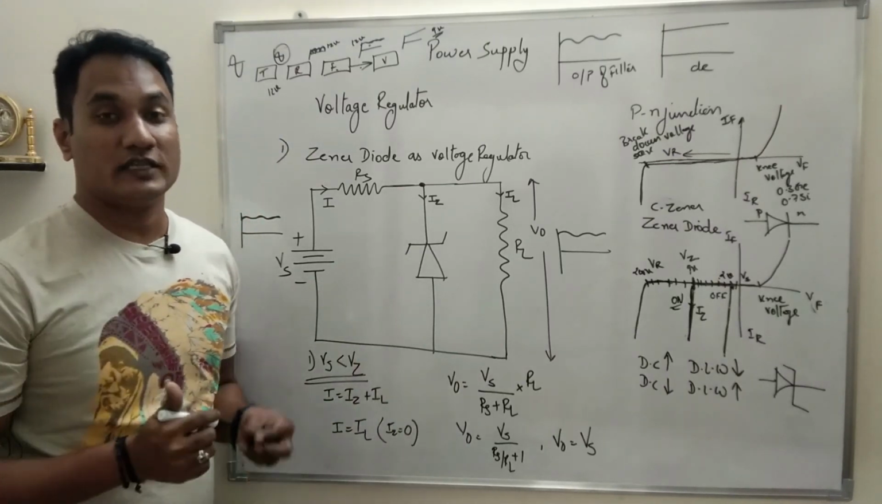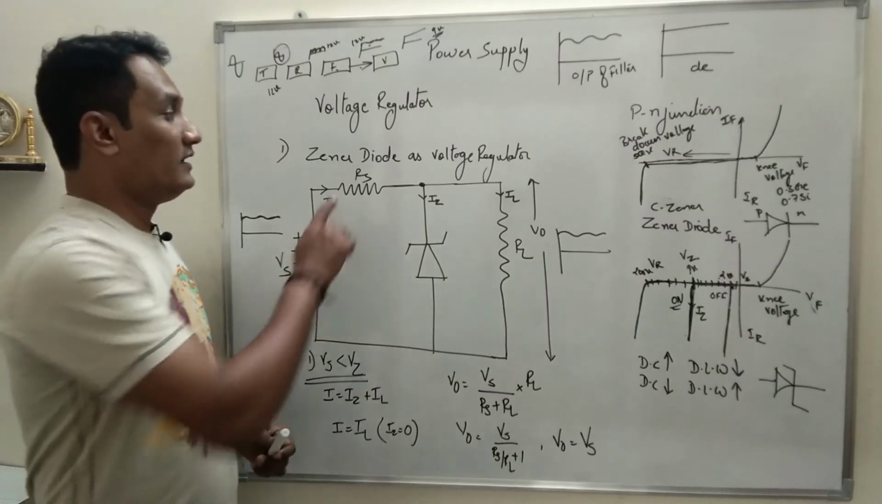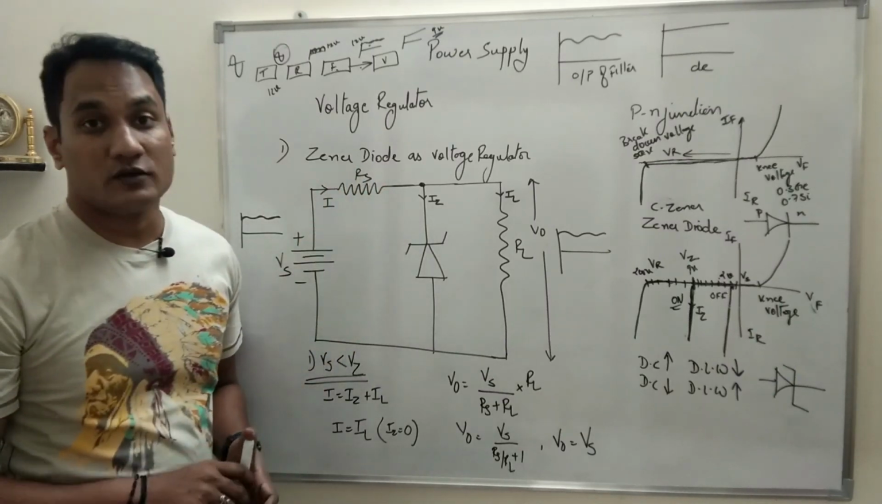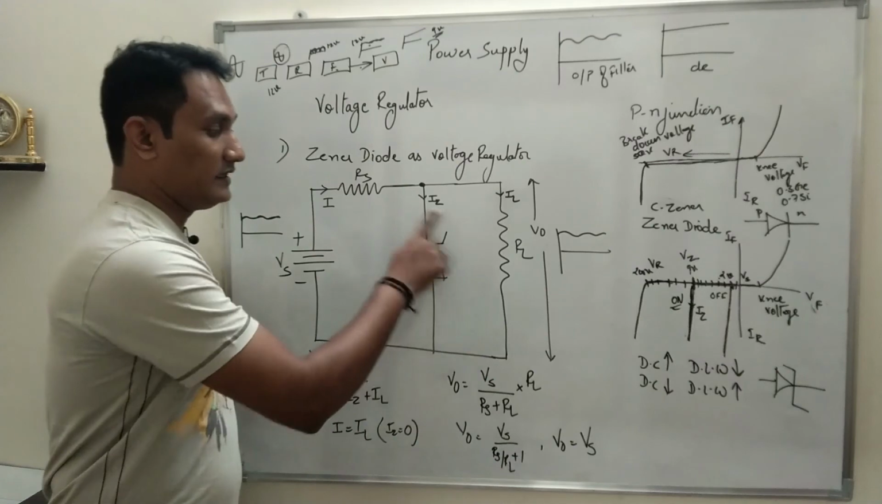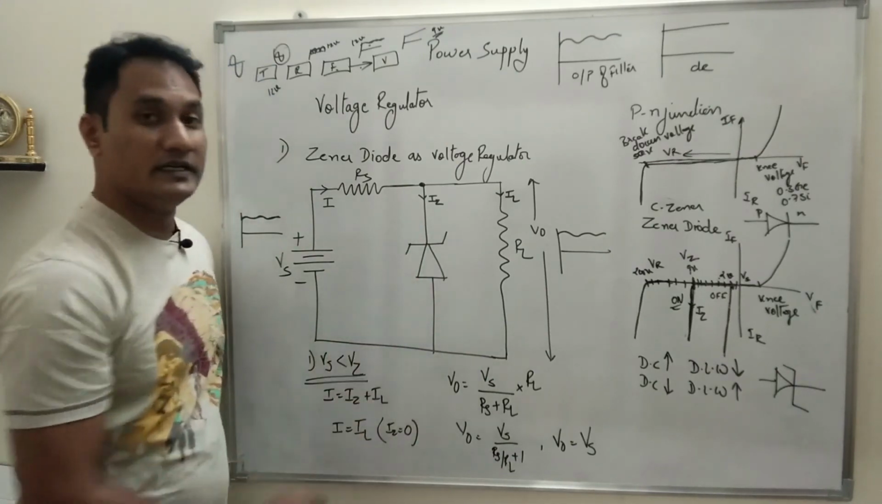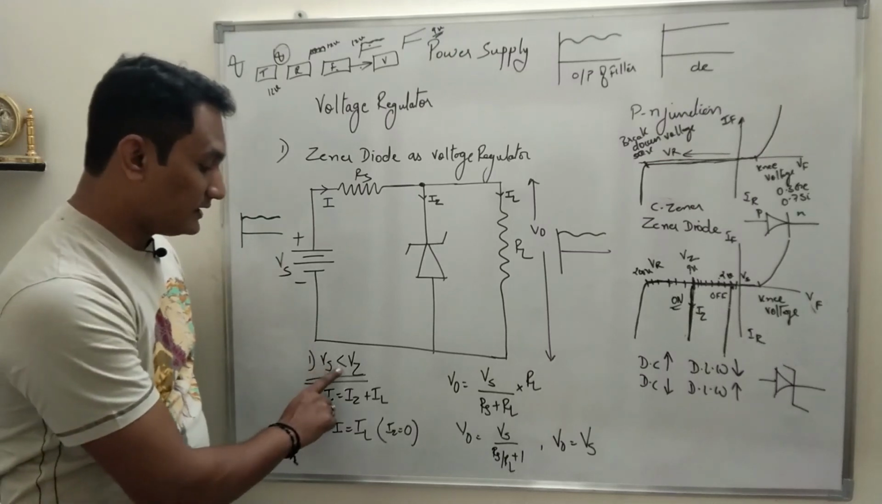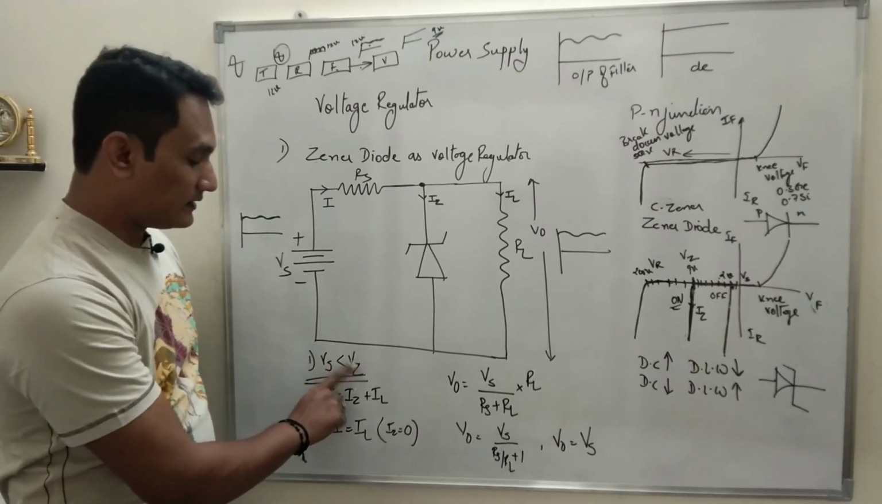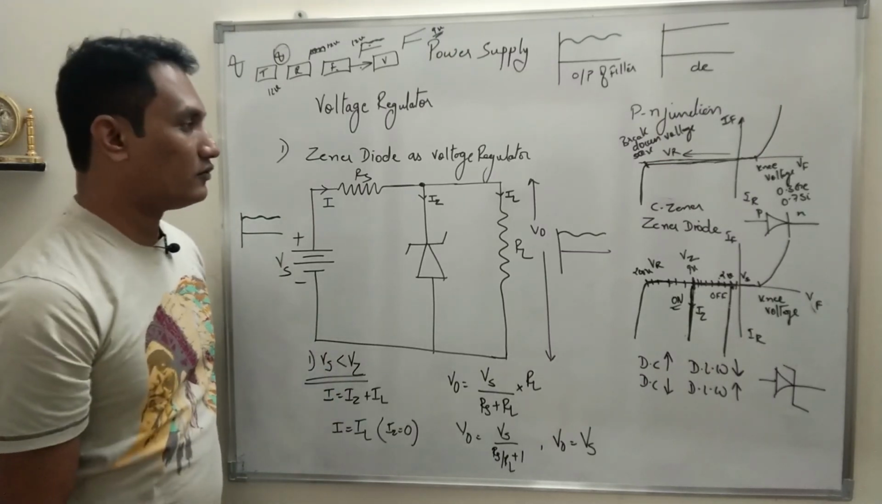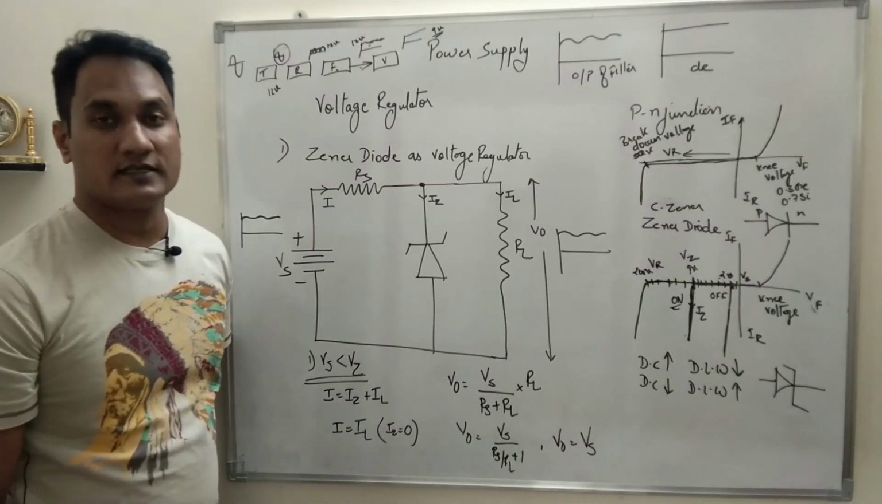So I told you that two conditions must hold for a Zener diode as a voltage regulator. First, the Zener diode should be connected in reverse bias condition. Yes, we did that. And secondly, Vs should be equal to or greater than Vz for the Zener diode to be used as a voltage regulator.